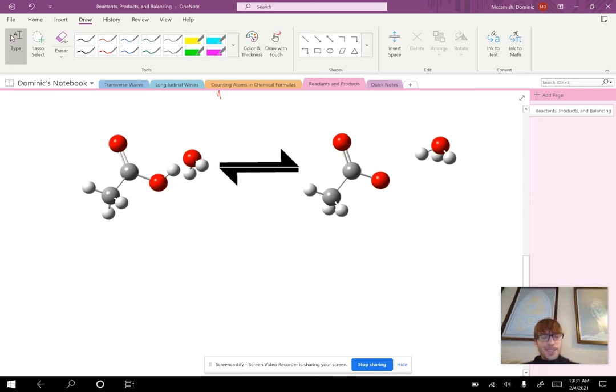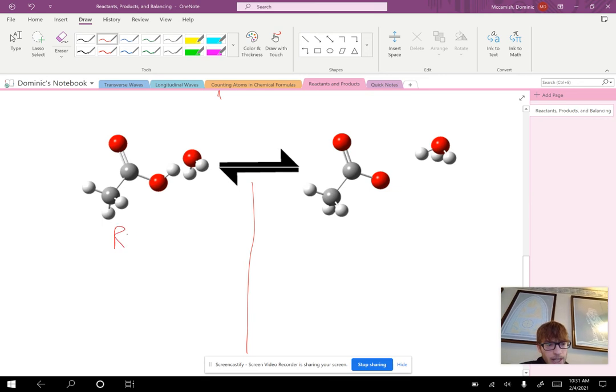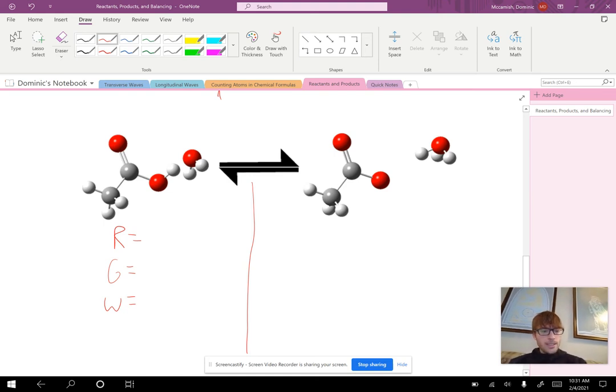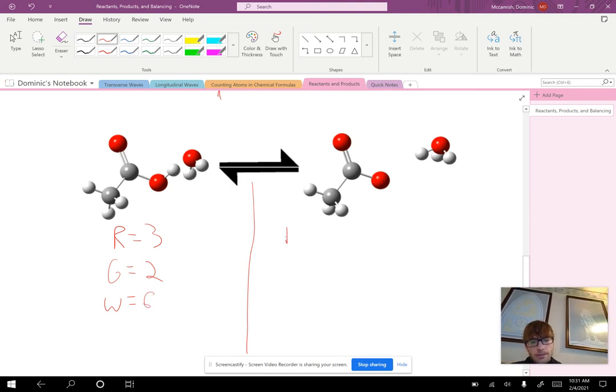All right, so let's look down at this one. This one has a lot more. I'm going to draw my line, and I'm going to say we have red atoms, we have gray atoms, and we have white atoms. Okay, so on the reactant side, let's count. Our red ones, we have 1, 2, 3. On the grays, we have 2. And the whites, we have 1, 2, 3, 4, 5, 6.